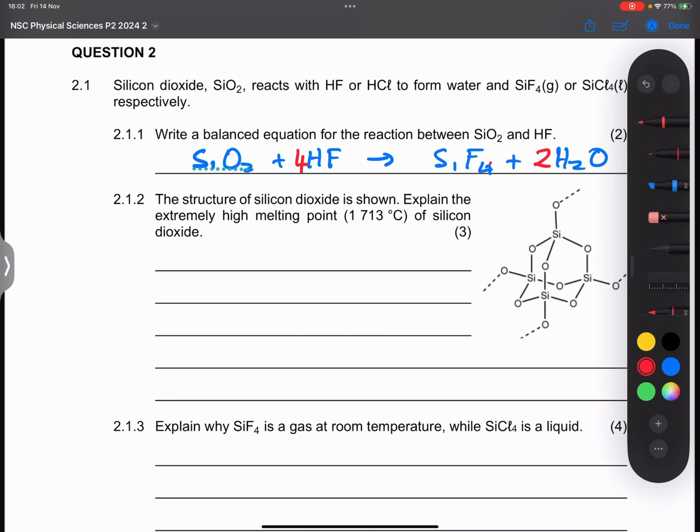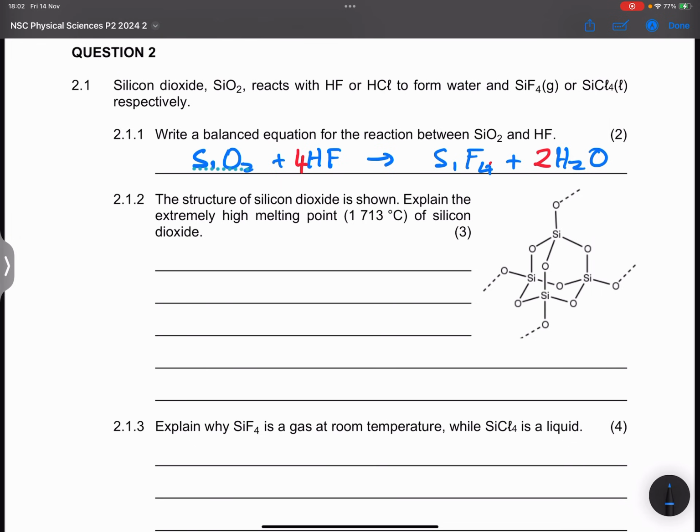Now they say the structure of silicon dioxide is shown. Explain the extremely high melting point of silicon dioxide. Now, I want you guys to note they've given us this structure, and you can see how they are so interconnected with one another. So this forms kind of a giant structure, right? So you've got silicon dioxide forming a giant structure, and in this case, we know that you'll need a lot of energy, so more energy is required.